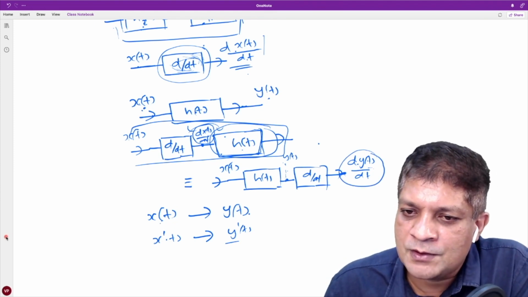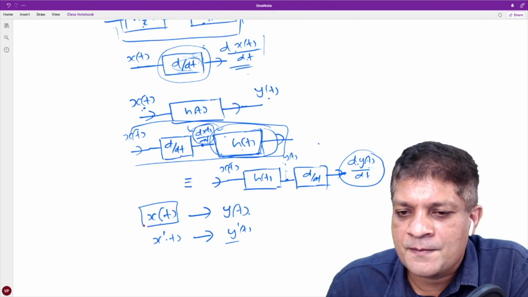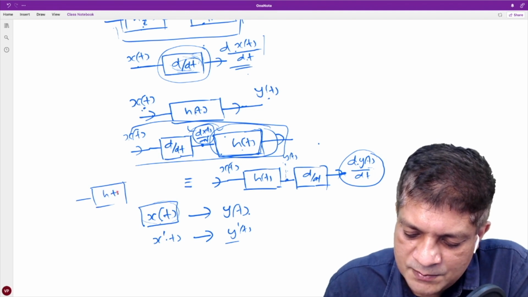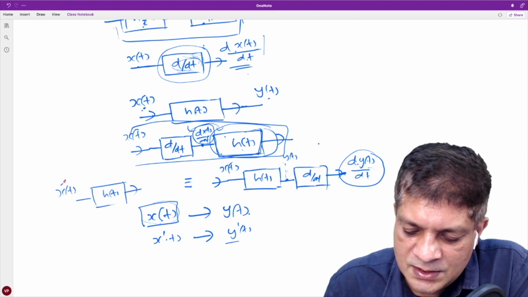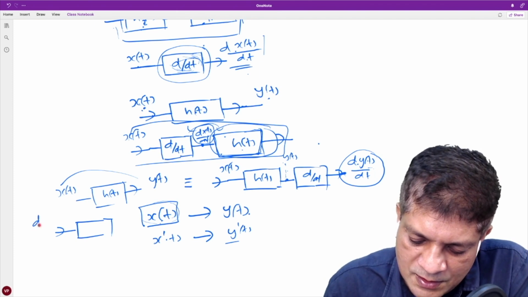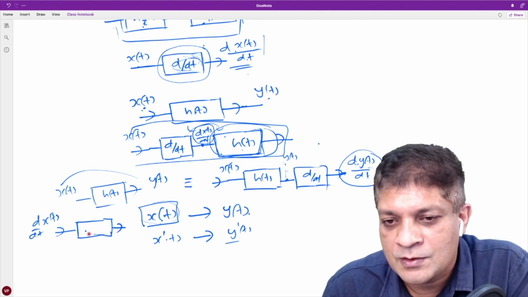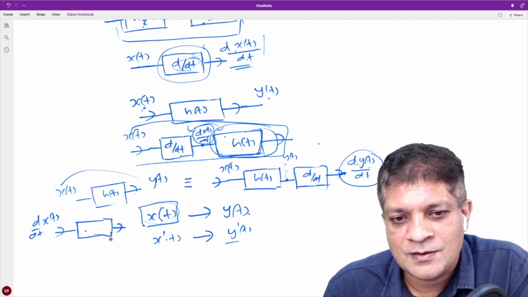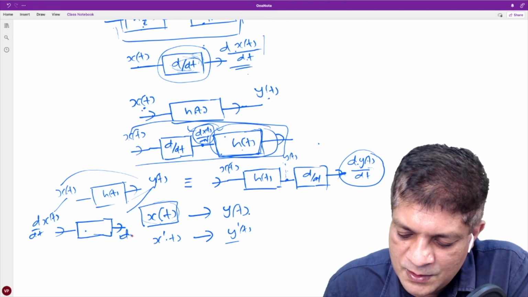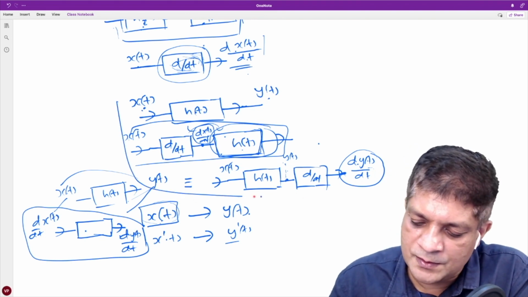So that is an important property of linear time invariant systems. Take any signal. If you apply x(t) as the input to a linear time invariant system and you get y(t), now if you apply the derivative d/dt x(t) as the input to that system, what will be the output? It is the derivative of y(t). Okay, that is what we have proved here.